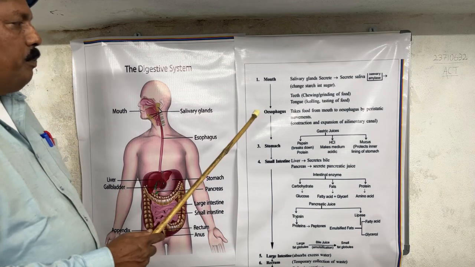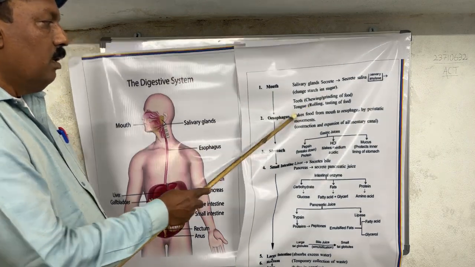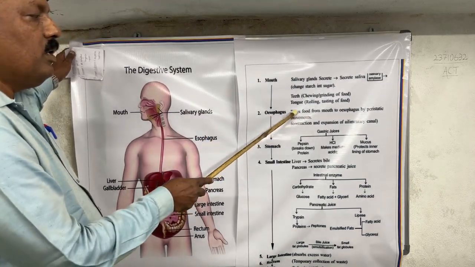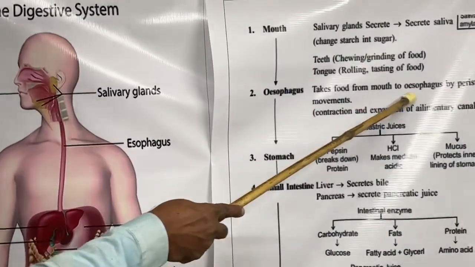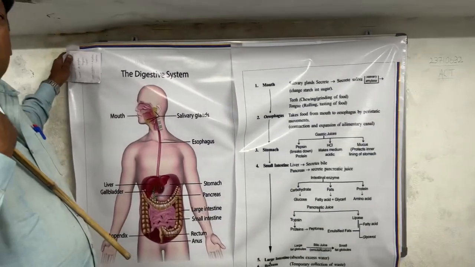Then thereafter it comes to the esophagus, taking the food from the mouth to the esophagus in peristaltic movement, that means near the neck.